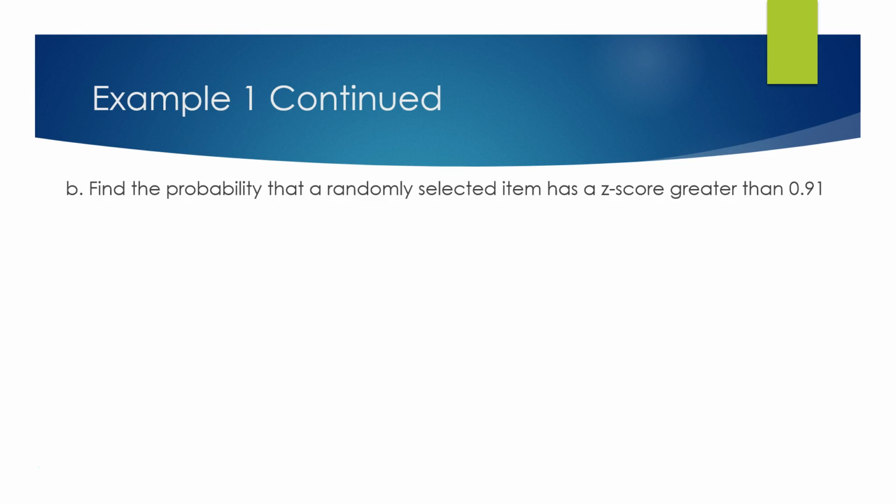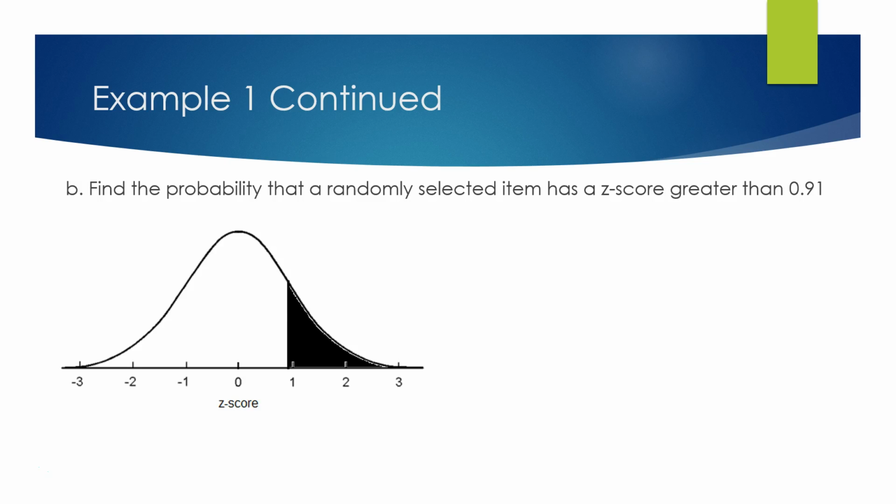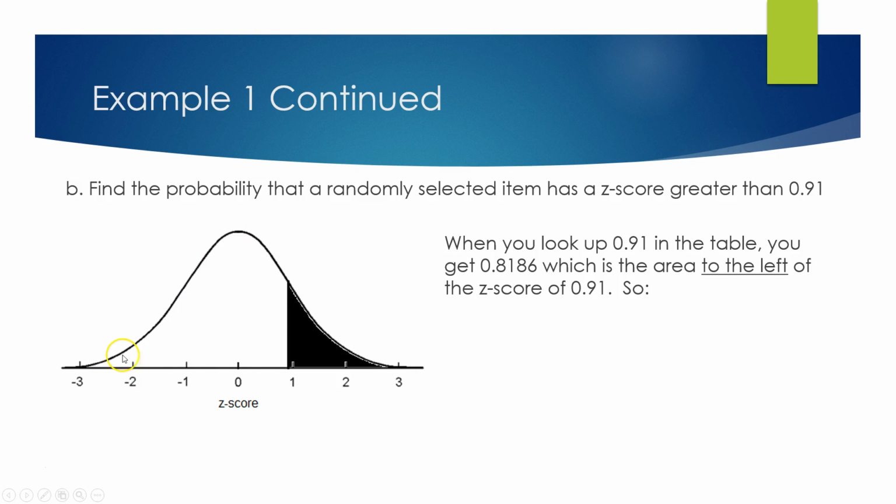Find the probability that a randomly selected item has a z-score greater than 0.91. Here would be a picture of this scenario. We have our standard normal distribution. 0.91 would be somewhere a little bit less than 1. What the table will tell you when you look up 0.91 is this area here. It always gives you the area to the left. So when you look up 0.91, you get 0.8186, which is this area, because remember, more than half, less than half is going to be your question.